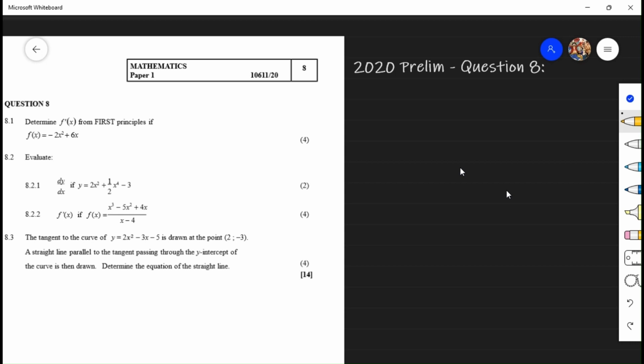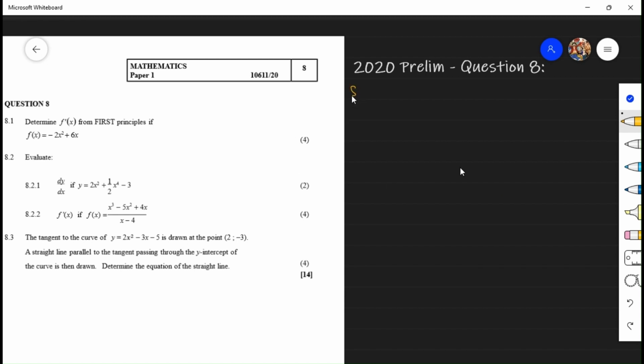Our first question is from a Prelim 2020 exam paper. So we've got question 8. Determine f prime of x from first principles if f of x is equal to negative 2x squared plus 6x.